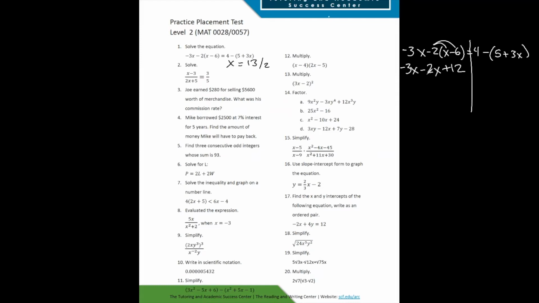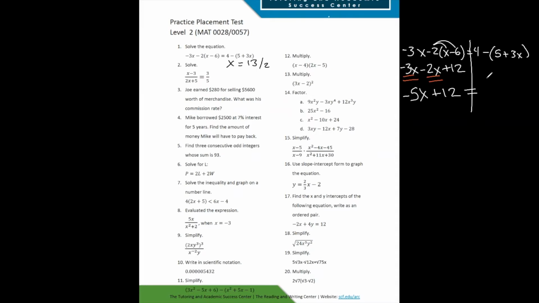Then I notice that I have like terms I can combine. So because these both have an x value, negative 3x and negative 2x, I'm going to combine those. The x will stay the same, but negative 3 minus 2 is negative 5. And then the plus 12 stays exactly the same. I can't combine these terms because one has an x and one doesn't.